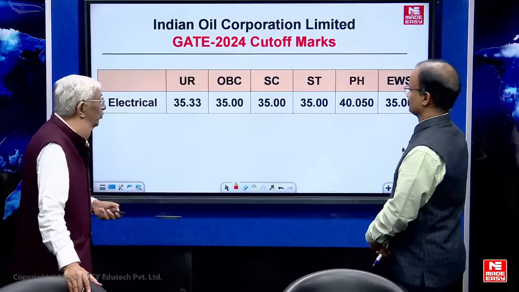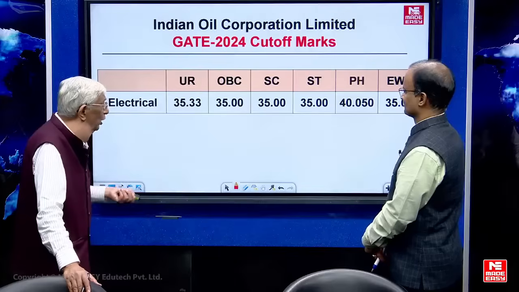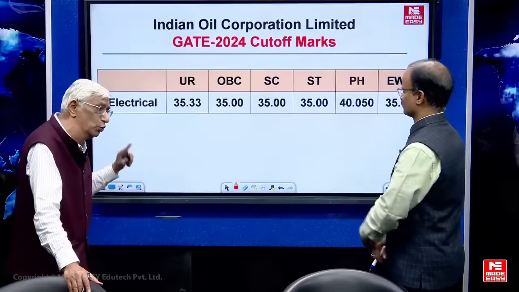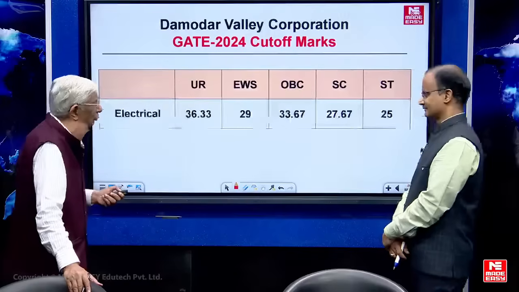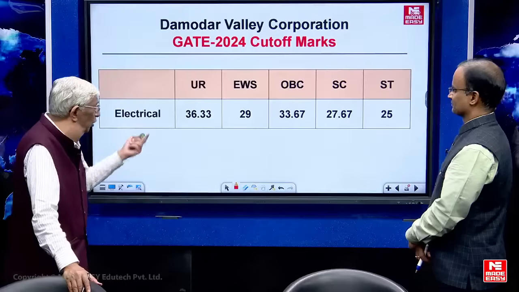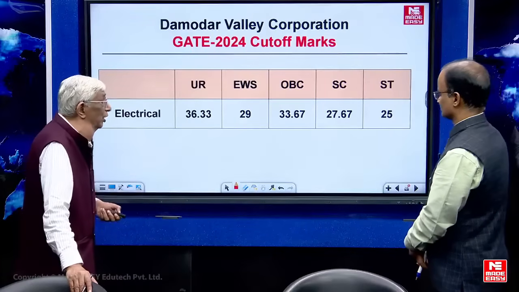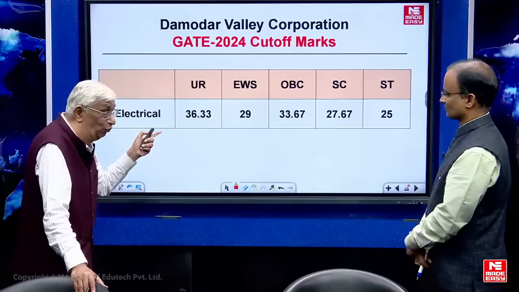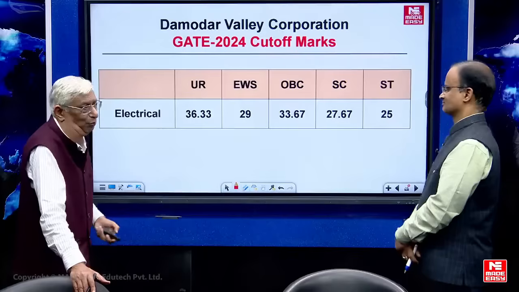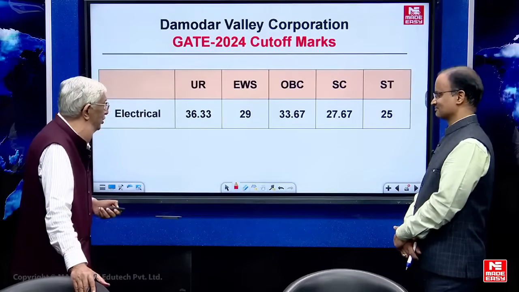IOCL, the cutoff for 2024 has been indicated, just for giving you an idea. Not relevant today, but only for giving you an indication. This is the GATE marks for candidates. Now they conduct their own exam. DVC is again recruiting based on GATE. The cutoff is 36.33 for the unreserved category and moving. The lower GATE score for the EWS category can partially be because of the smaller number of candidates who applied from that category. That's the only possible explanation. There is no other reason.